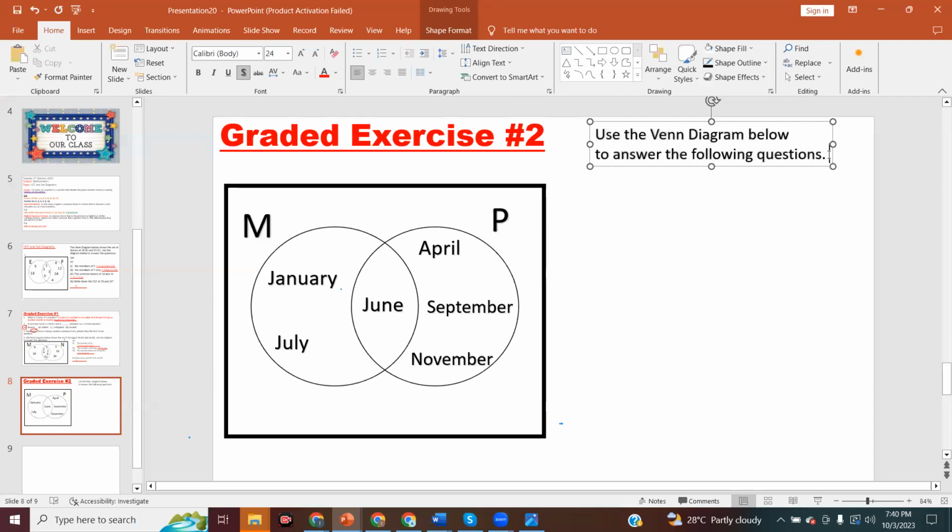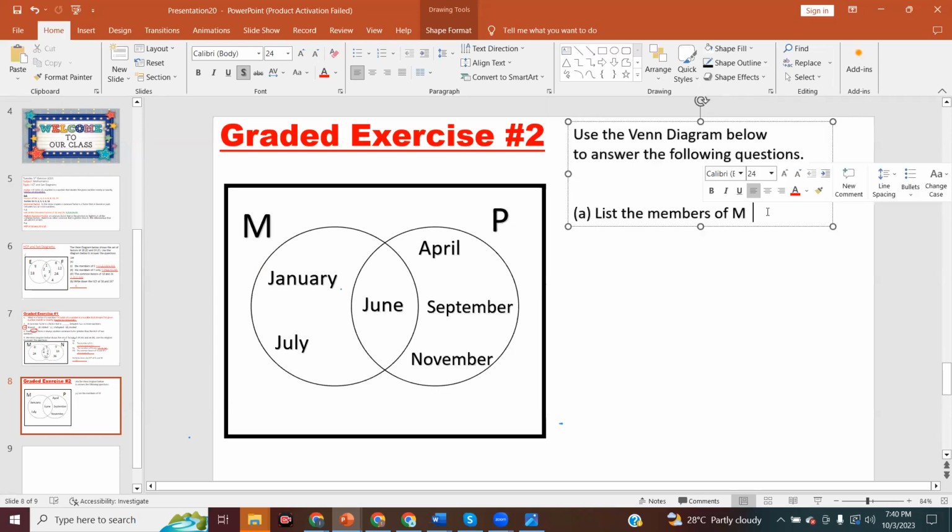So the first one is A. I want you to list the members of M. All right, put it inside the chat for me, please. Everyone answering this one, list the members of set M. Do it on your paper as well, obviously, but I want you to put your answer inside the chat for me.